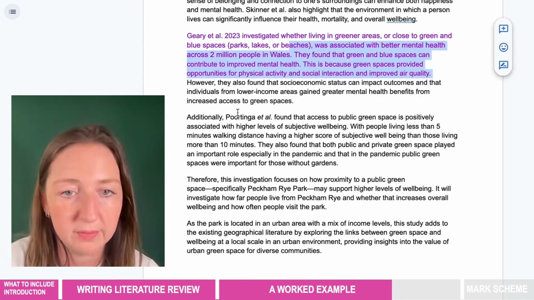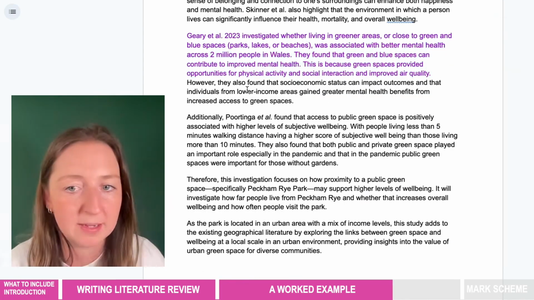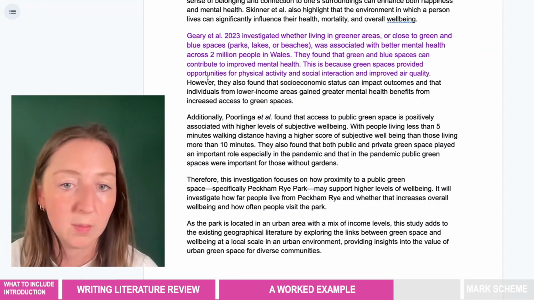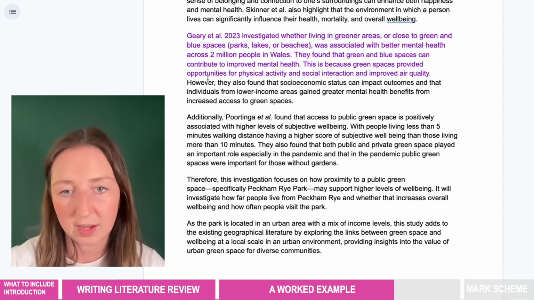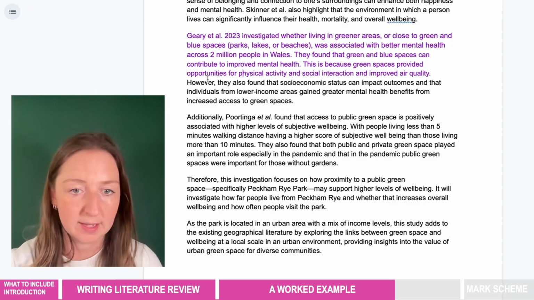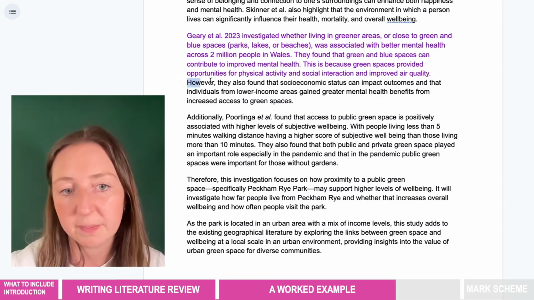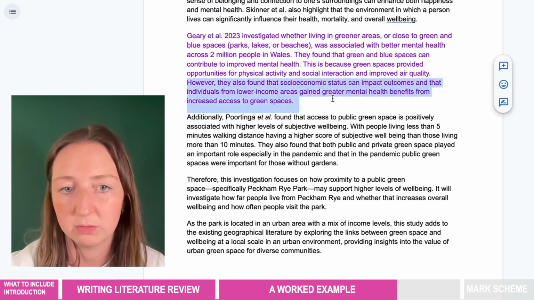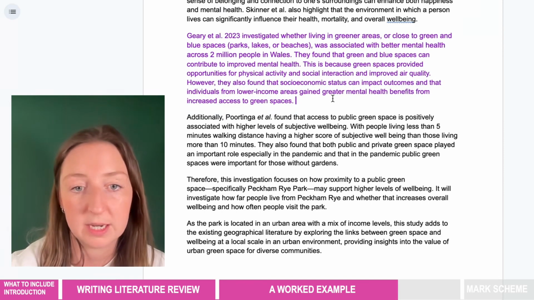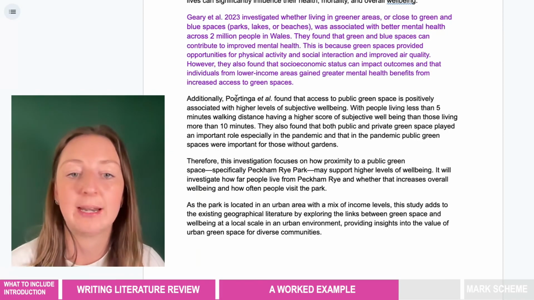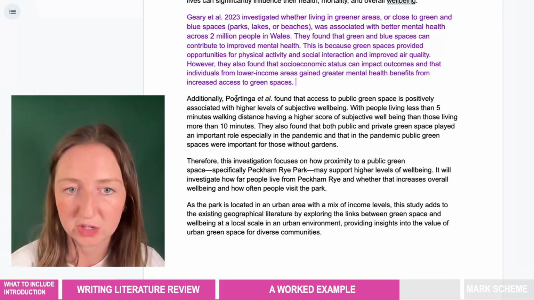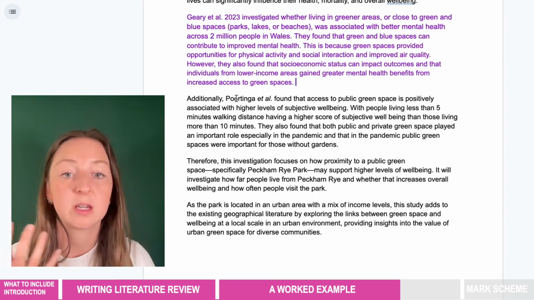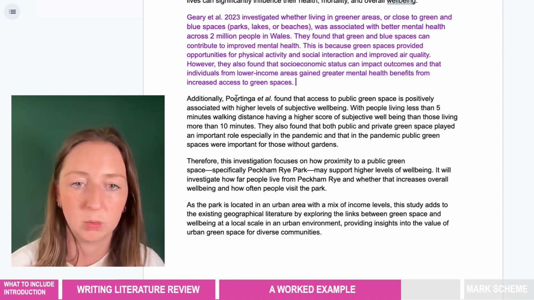However, they also found that socioeconomic status can impact outcomes and that individuals from lower income areas gained greater mental health benefits from increased access to green spaces. So this is something which I found interesting when I was reading it, that there was a difference and that it depended on your economic status. You'll see here how I haven't linked back to my own research question yet. I'm actually going to discuss another literature and then link them back all in one.